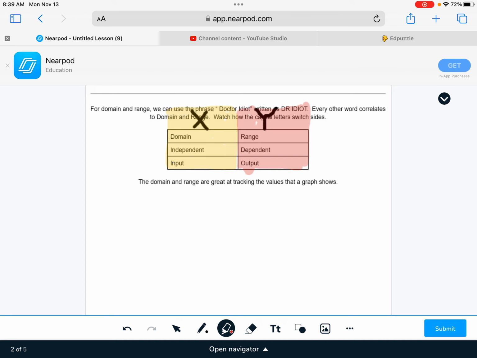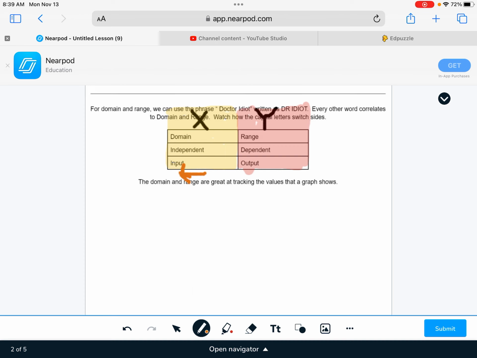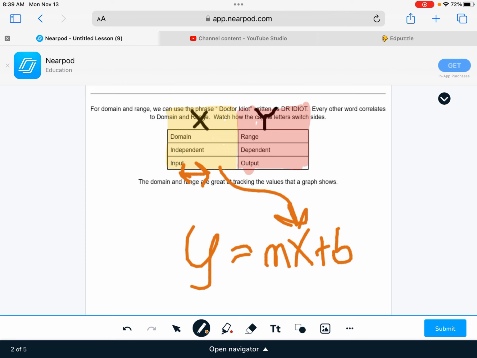It's going to be your right and left motion when we're looking at this. Like you might even put underneath domain the arrows pointing to the left and to the right. It is your x-axis. It is your left and right motion. On an equation like y equals mx plus b, your x is going to be your domain. It's your independent variable. It's the input of what actually goes in and solves the equation.